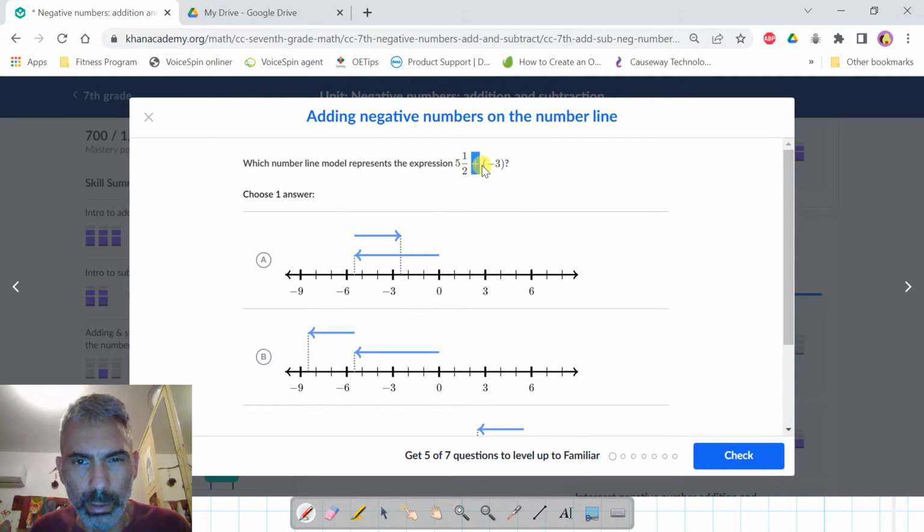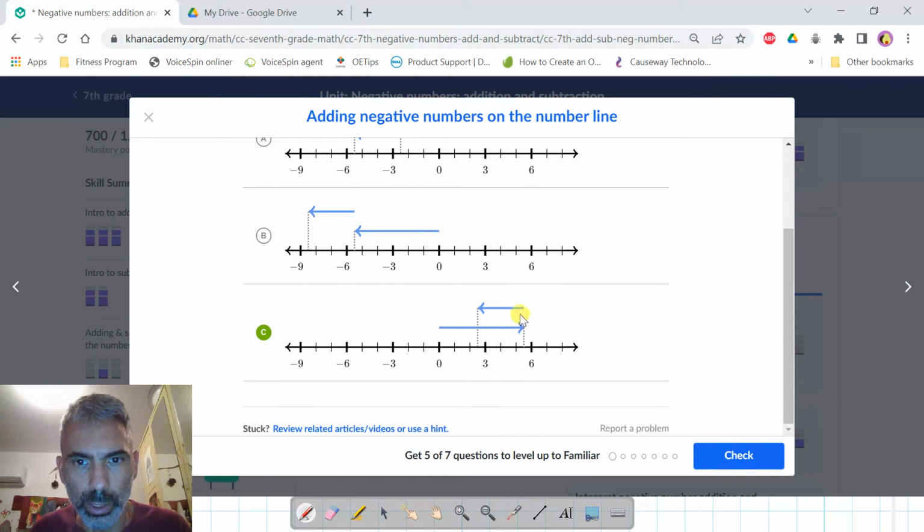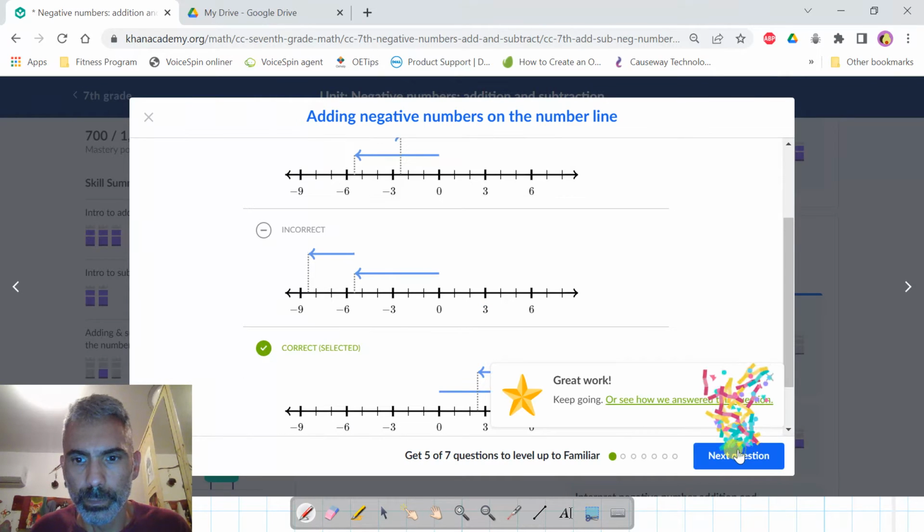Okay, we add 3 more steps in the negative direction, in the opposite direction. So this is the only correct option.